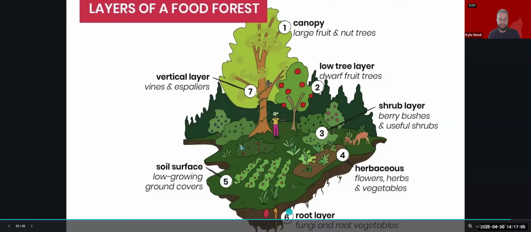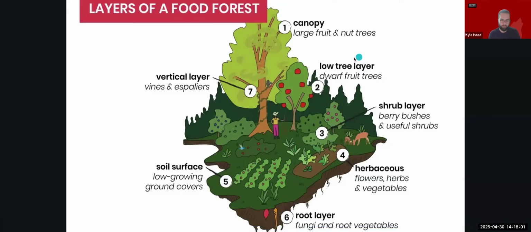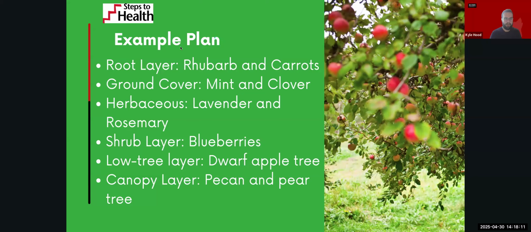Then we're down to our last layer, that root layer, and this is really fungi and root vegetables. In this example, they have carrots and radishes, but there are definitely other options for this as well. I put together an example plan. You could do 100 different things with this plan. This is just one version, starting at the bottom and working our way up in our food forest.